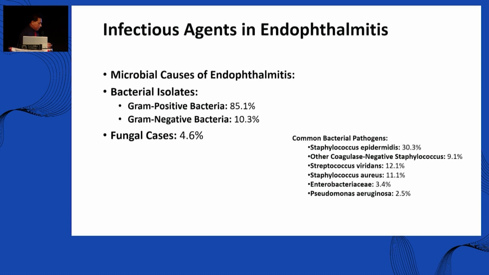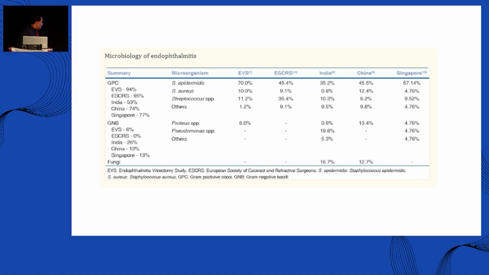When we talk about these bacterial pathogens, and we go through the details from other researchers and studies done around the world, all show that gram-positive cocci are the most common. But you can see that in some Asian setups, gram-negative bacilli are also not uncommon. So when we tailor our management, we have to think about what antibiotics we are going to start according to these details.